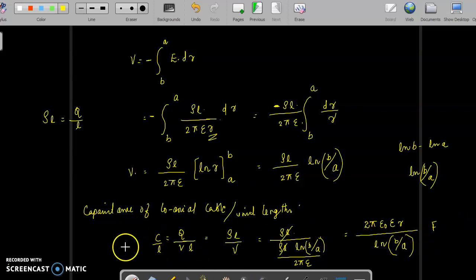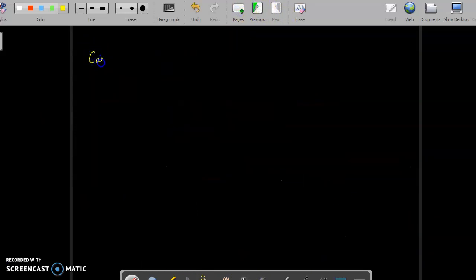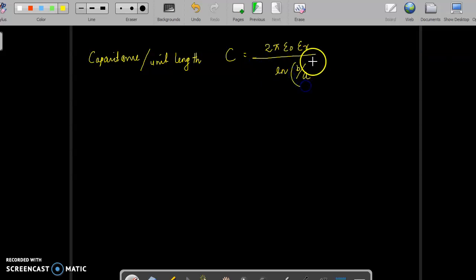So the capacitance of a coaxial cable per unit length is C equal to 2 pi epsilon naught epsilon r upon natural log of B by A. It is in farad per meter.